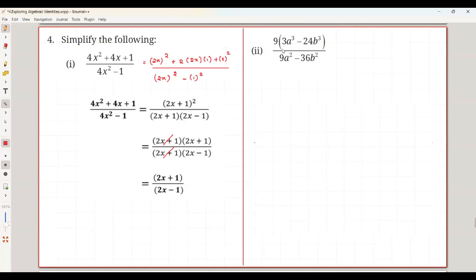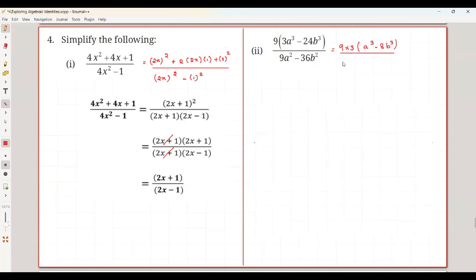Now the second one: 9 into 3a cube minus 24b cube, divided by 9a square minus 36b square. Again I'm repeating, we should not cancel like this. That is wrong. First you find the factors, then if they are common you can cancel. Here 9 is already outside, and one more thing is common: 3. I can take 3 outside too. If I take 3 outside, the balance will be a cube minus 8b cube, since 8 threes are 24.